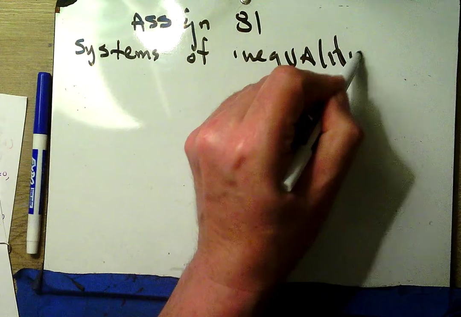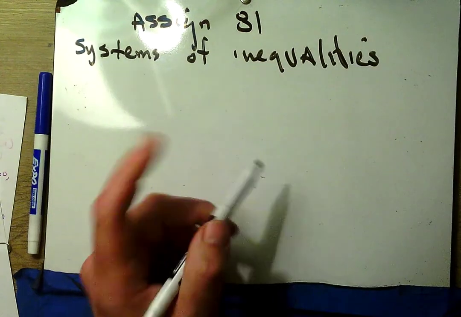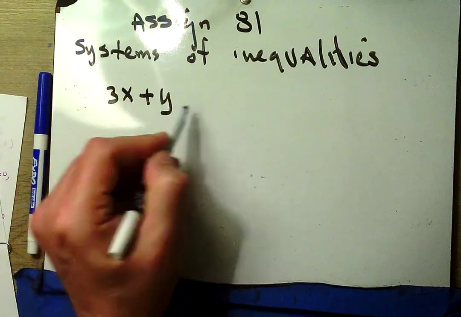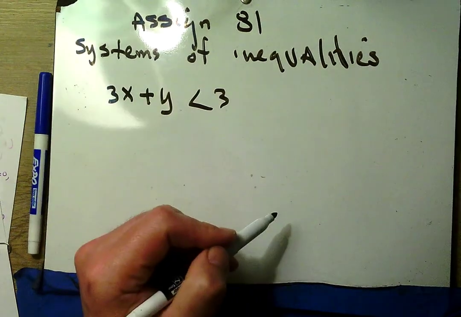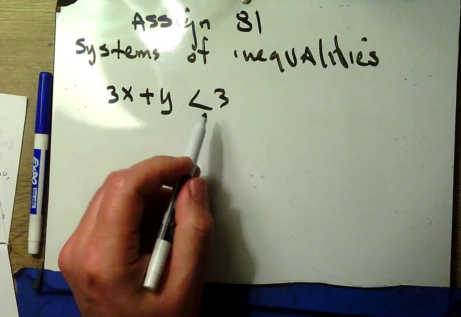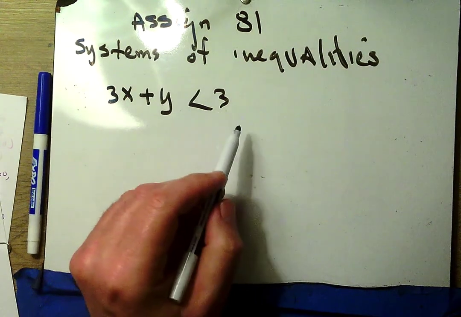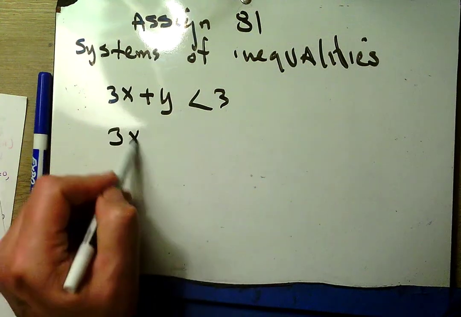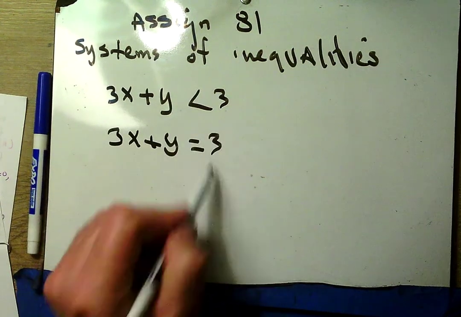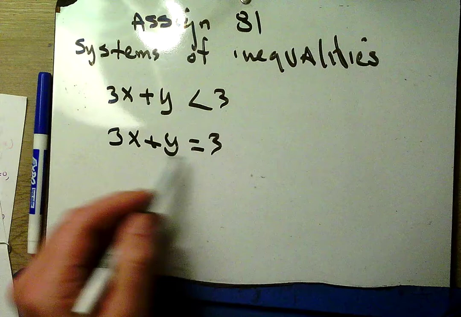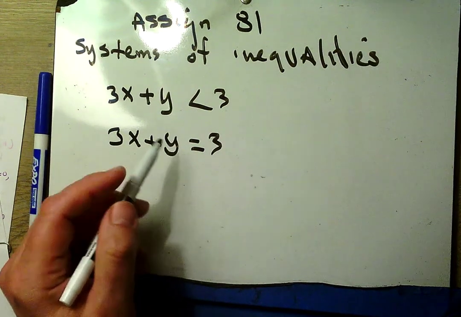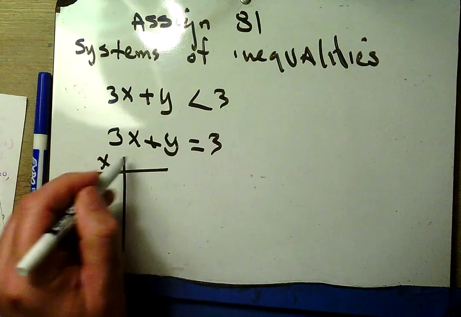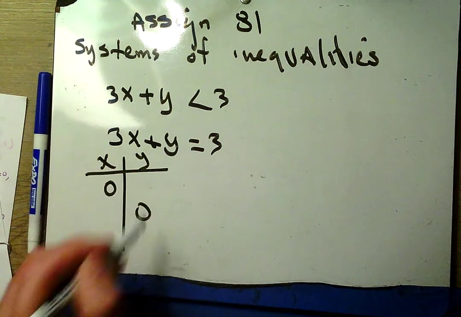It's been a while since we graphed inequalities, but remember when we had something like 3x plus y is less than 3, we said the first thing we wanted to do was to turn that into an equal sign. So 3x plus y equals 3. Now I can graph this by whatever means I'm most comfortable with. Since this linear equation is in standard form, I like using x and y intercepts.